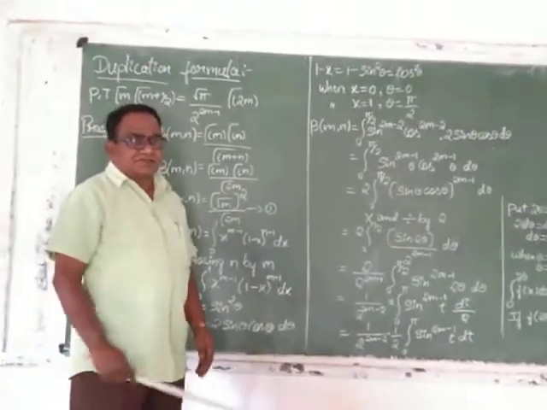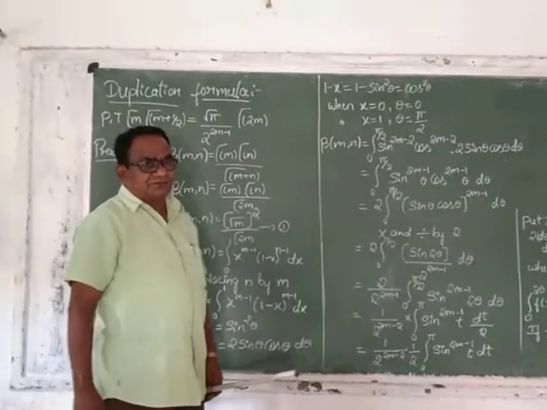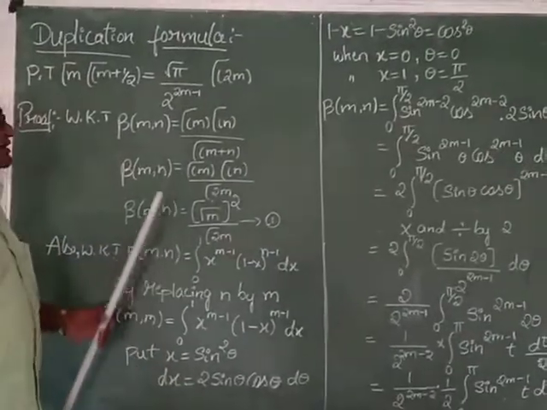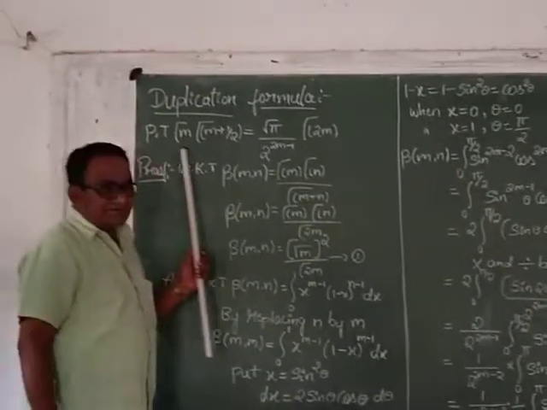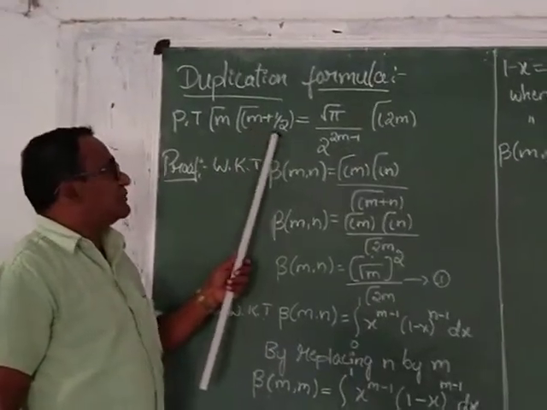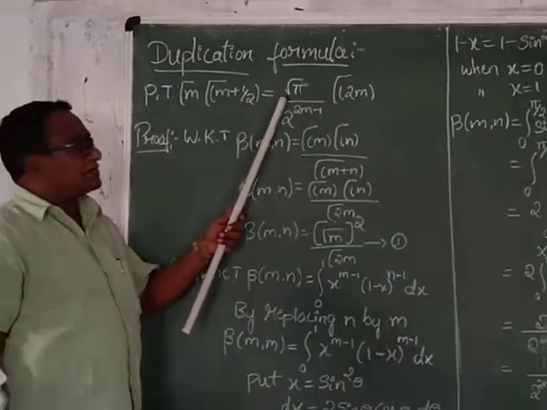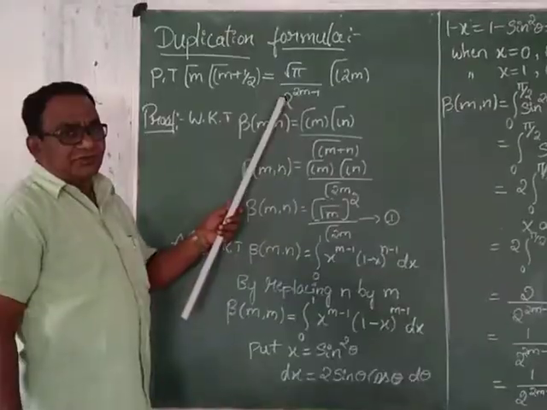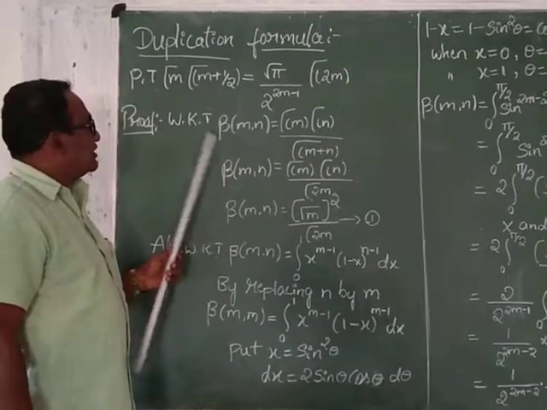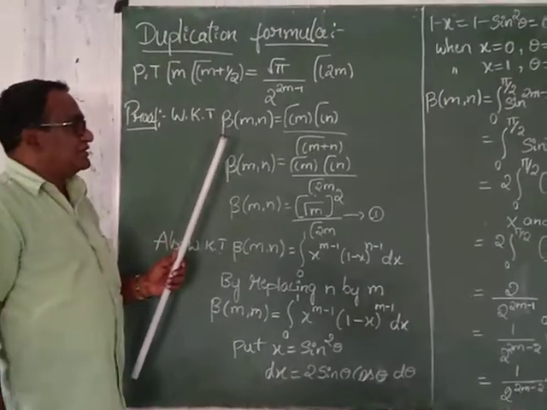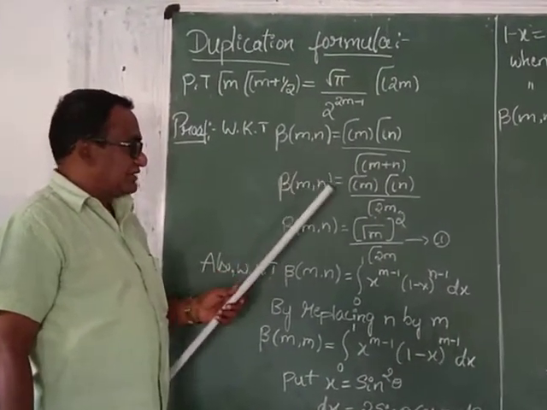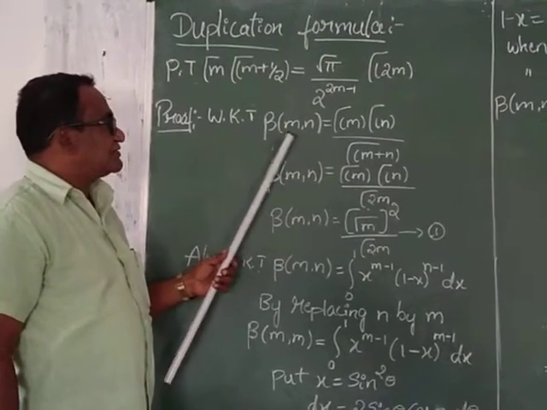Today, let us discuss the duplication formula. The statement of the duplication formula is this: prove that gamma m into gamma m plus half is equal to root pi divided by 2 to the power 2m minus 1 into gamma 2m. In order to prove this, we know two results from the relations between beta and gamma functions.